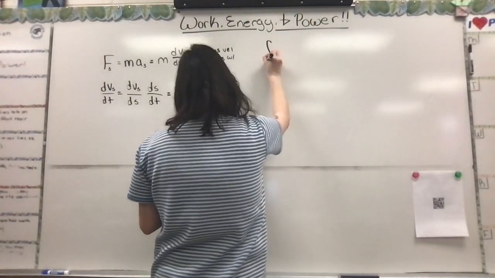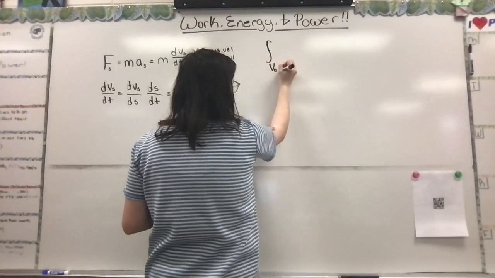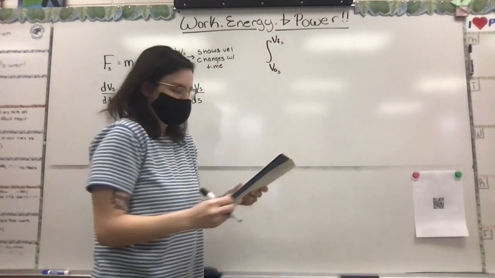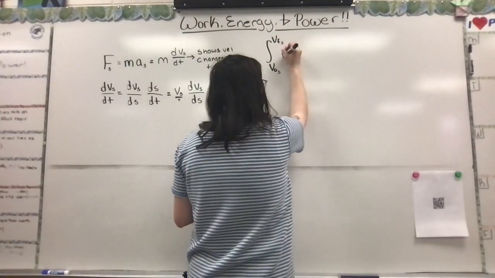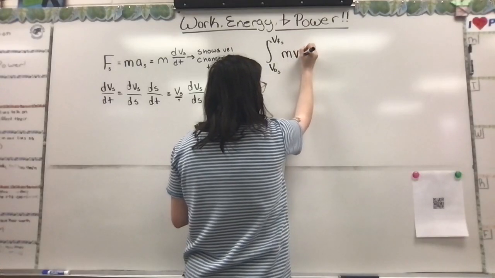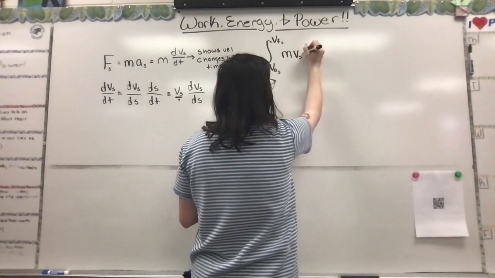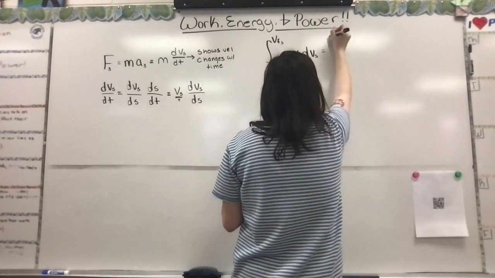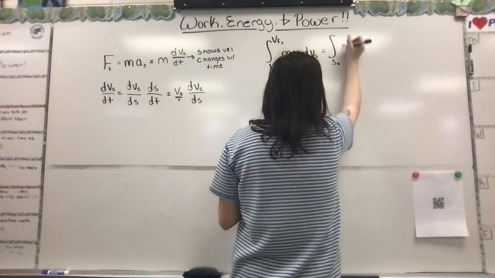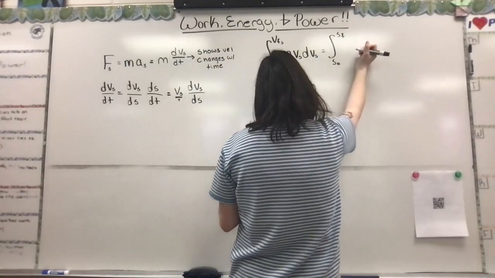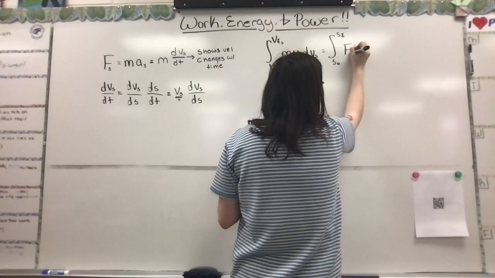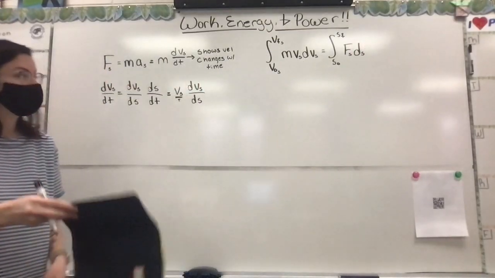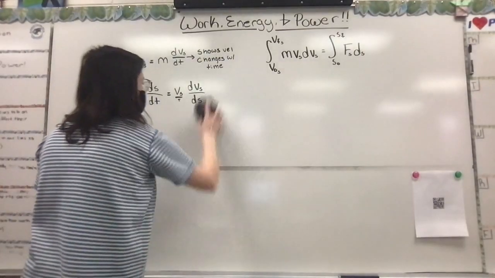We have the integral from our initial velocity to our final velocity of m v dv is equal to the integral from our initial position to our final position of Fs ds. And that's what we're going to be working with today.